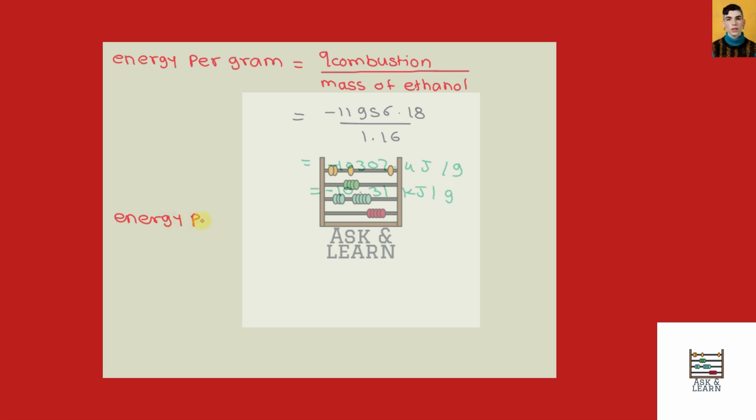Now here we find the energy per mole, which is equal to energy per gram into molar mass of ethanol. Now we put the value in this formula, that is equal to minus 10.31 into 46.07, and by calculation we get minus 474.6 kilojoule per mole, and this is our solution.